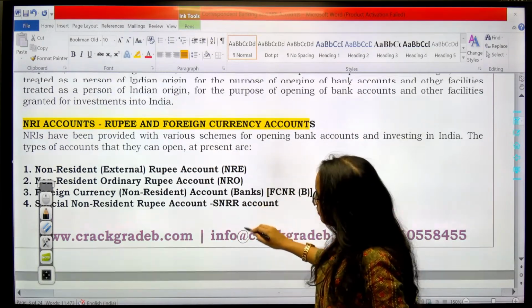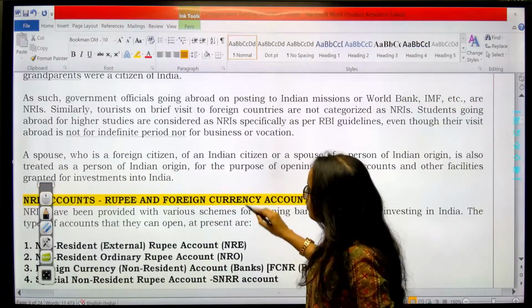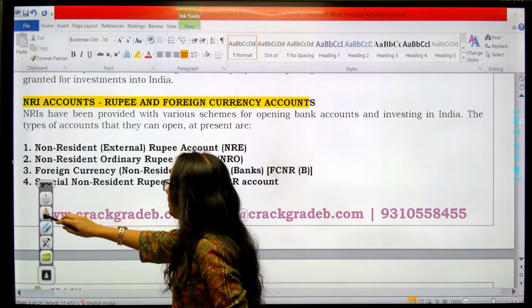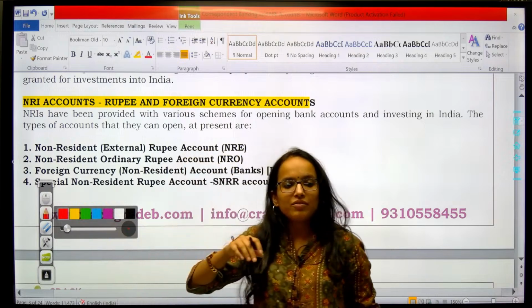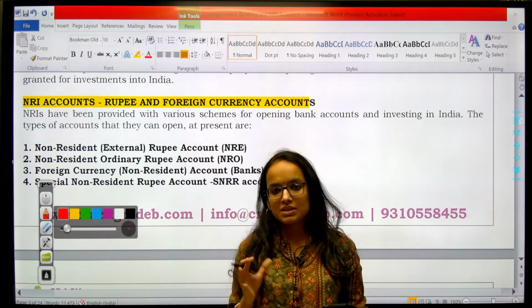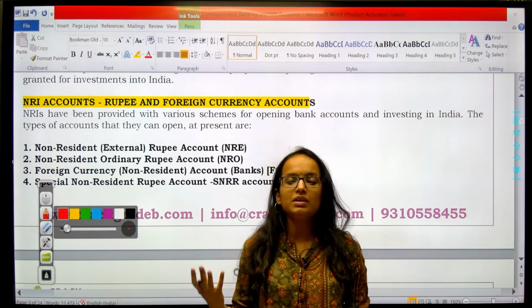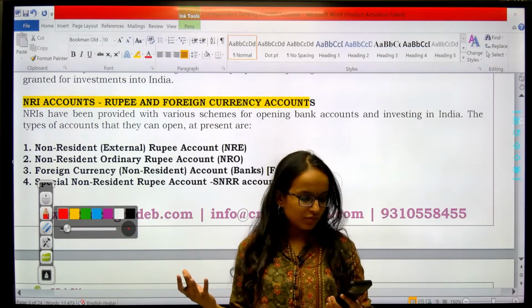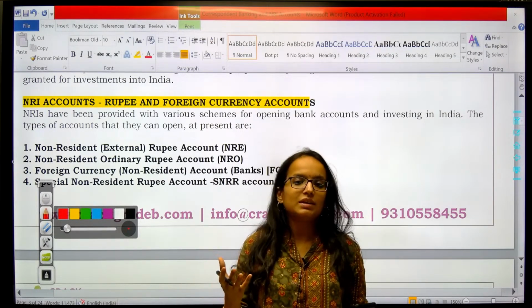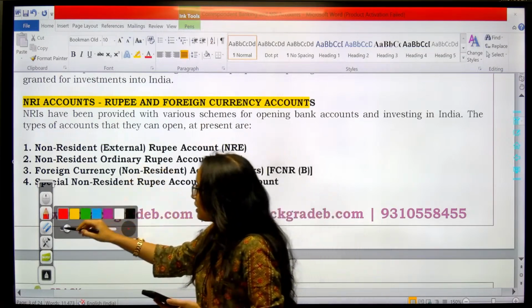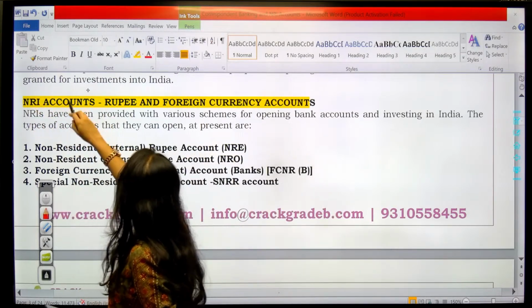Now, NRIs cannot have the usual banking business as the resident of India does, right? So we need to have a different sort of system to extend the banking facilities to them as well. So we have a different set of system and those we call NRI accounts, okay?